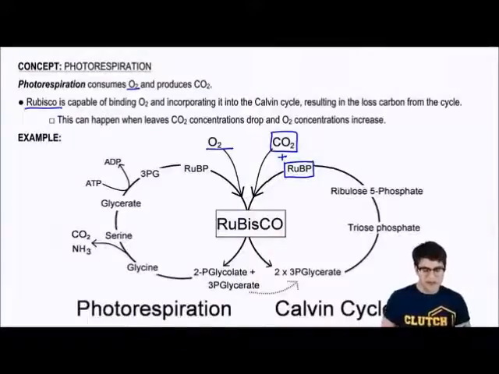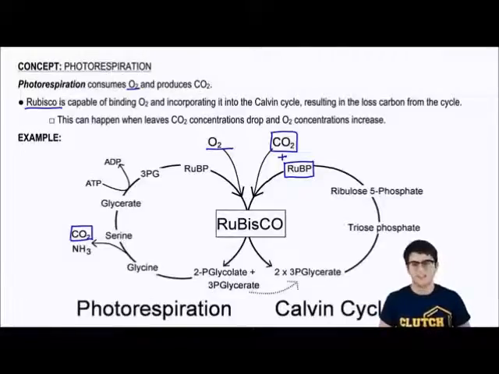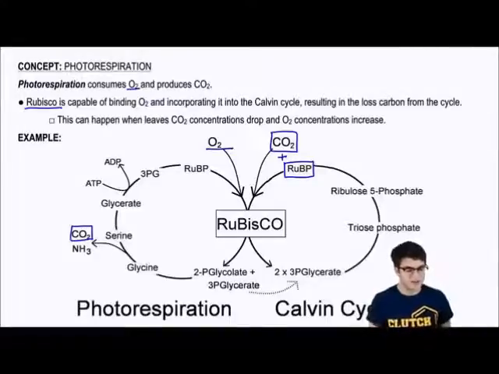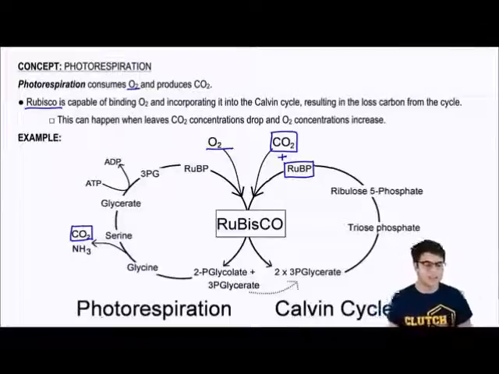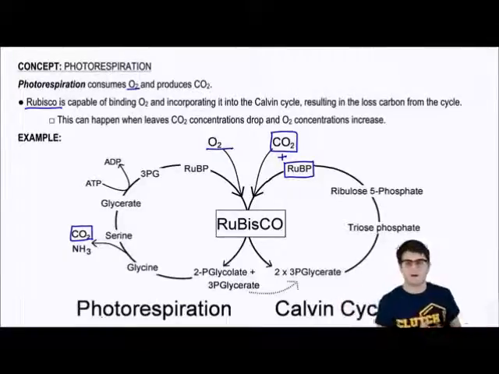Just notice that when oxygen is incorporated instead of carbon dioxide, carbon leaves the cycle, meaning we lose carbon from this cycle when we incorporate oxygen. So photorespiration results in the loss of carbon. This is a problem because the whole point of the Calvin cycle is to bring carbon in.